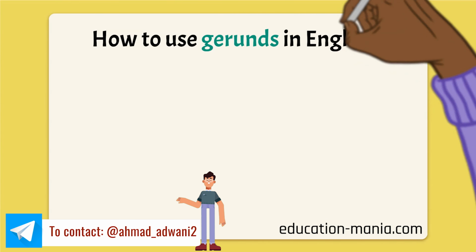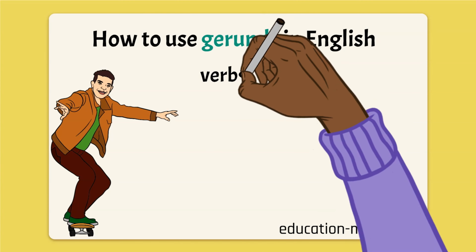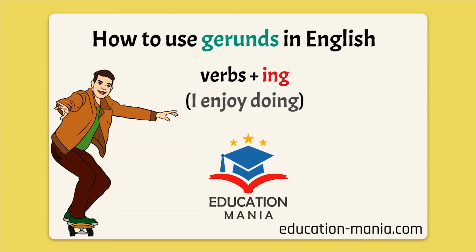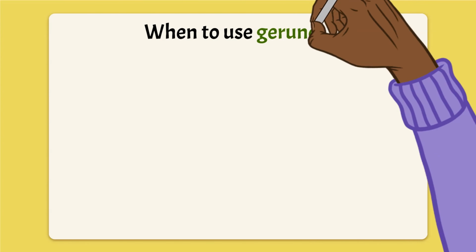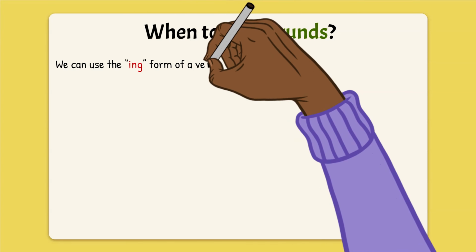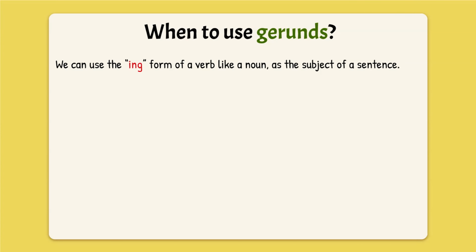How to use gerunds in English. Verbs plus ing. I enjoy doing. When to use gerunds. We can use the ing form of a verb like a noun as the subject of a sentence.